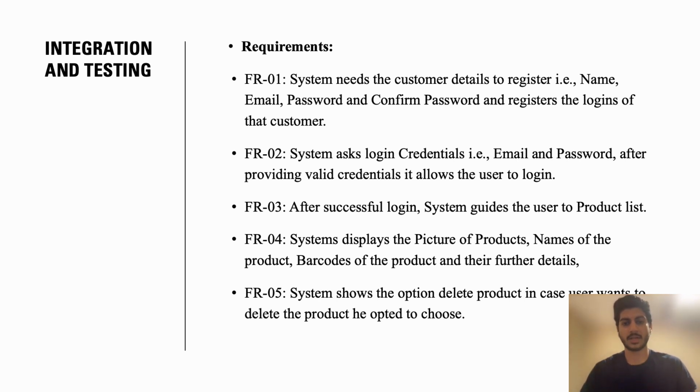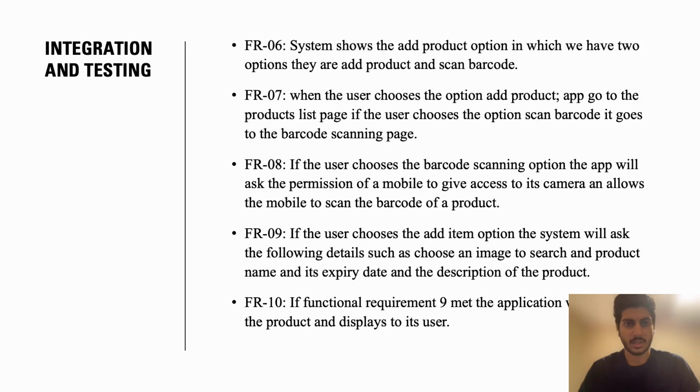Requirement 3: after successful login, the system guides the user to the product list. Next, it displays a picture of the products, the name of the product, the barcode of the product, and further details. Requirement 5: the system shows the option to delete a product in case the user wants to delete the product he opted to choose.